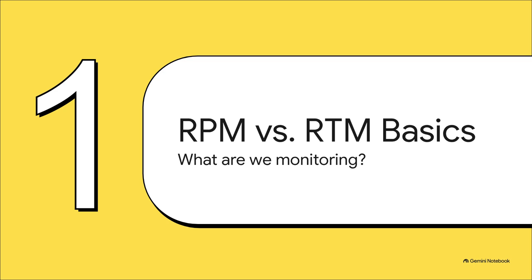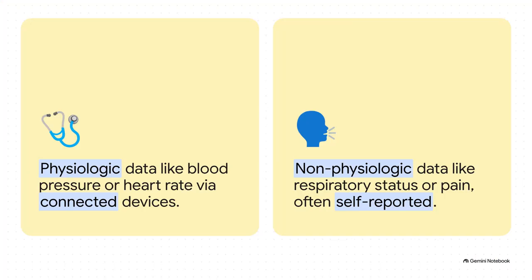Starting off with Section 1. RPM versus RTM basics. What exactly are we actually monitoring here? To lay a really solid foundation, we first have to establish the critical distinction between the two main categories of remote monitoring. Because look, if you don't know what kind of data you're looking at, you absolutely cannot select the right code family. It all comes down to the rule of contrast.